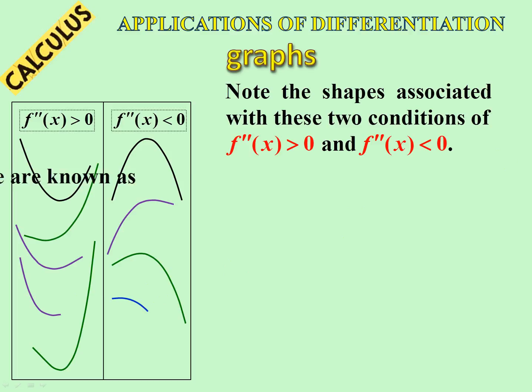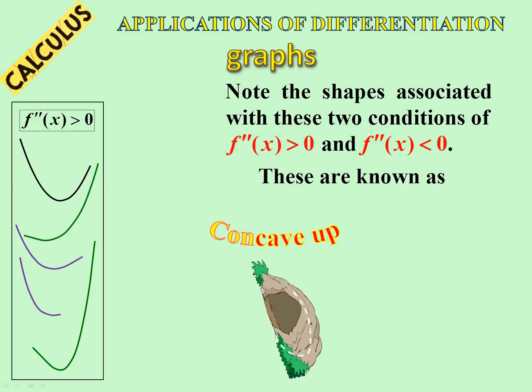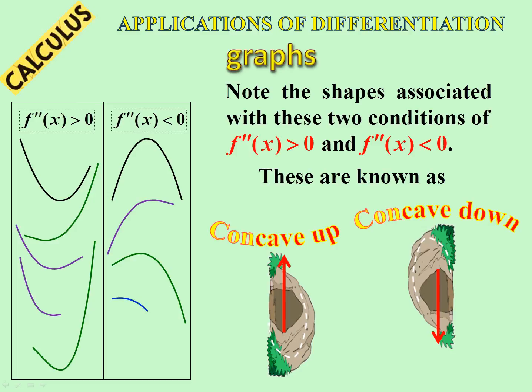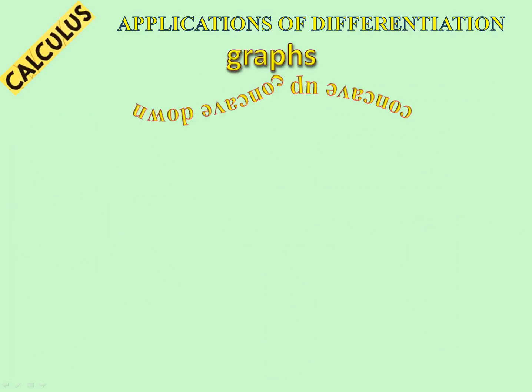So that's called concave. They're known as concave up. So these all, the hollow is up, the cave is up. There's the cave. And those are all hollow down. So concave down. So all you've got to think is a cave facing downwards. The hollow is above. And that's what we call concavity.